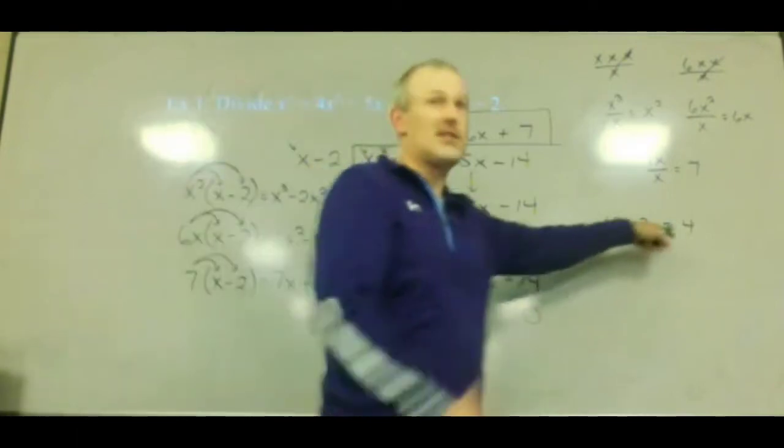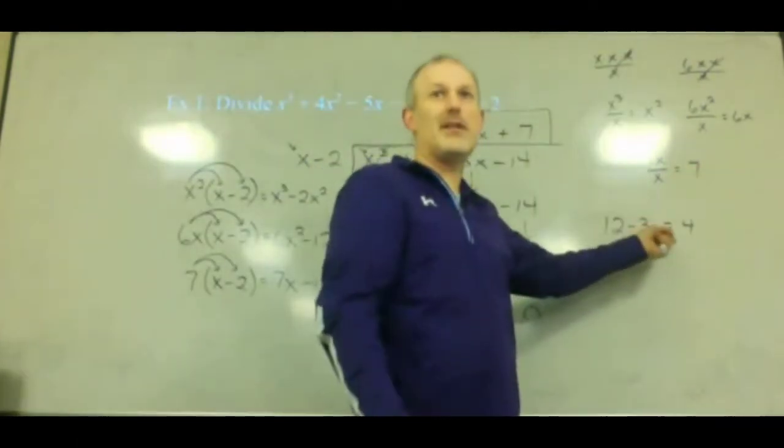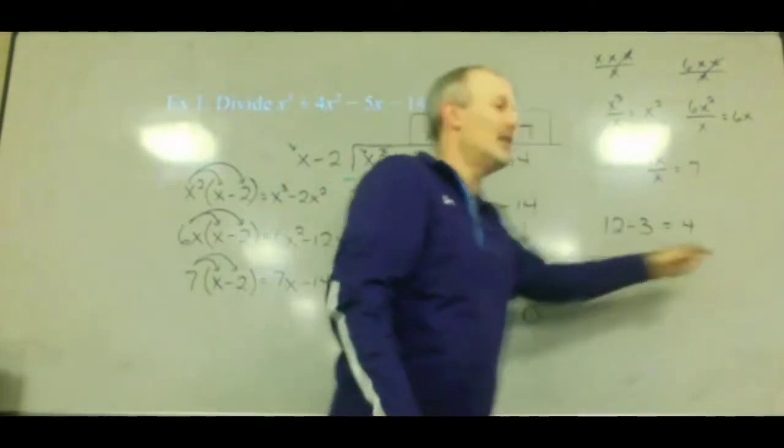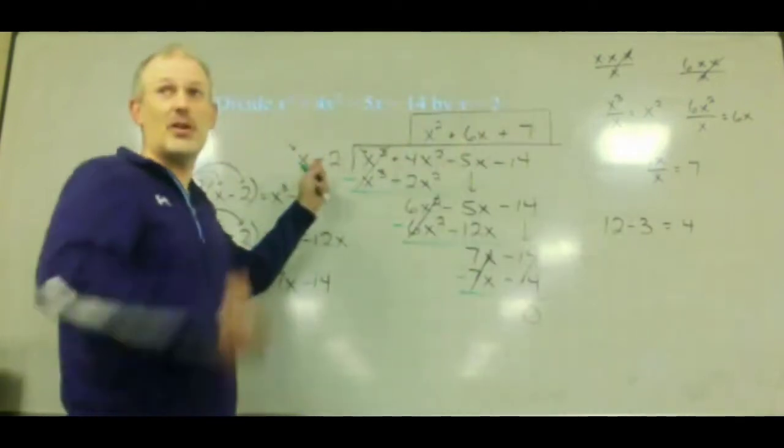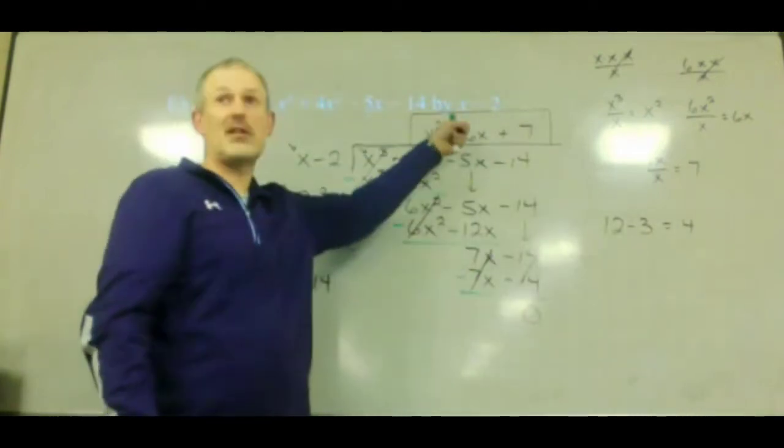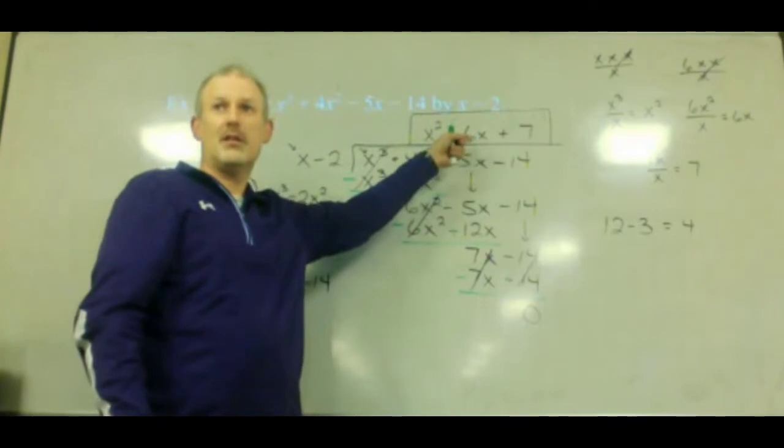Just like the 3 doesn't go anywhere else, it's just what we divided by. This 4 is our answer. Same thing. This x minus 2, we don't have to do anything else with it. It's just what we divided by. Does that make sense or no?